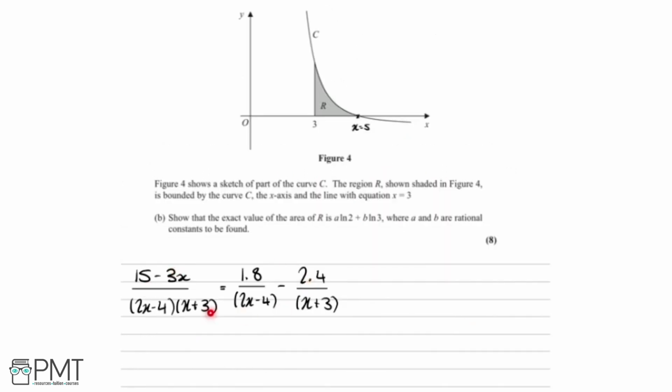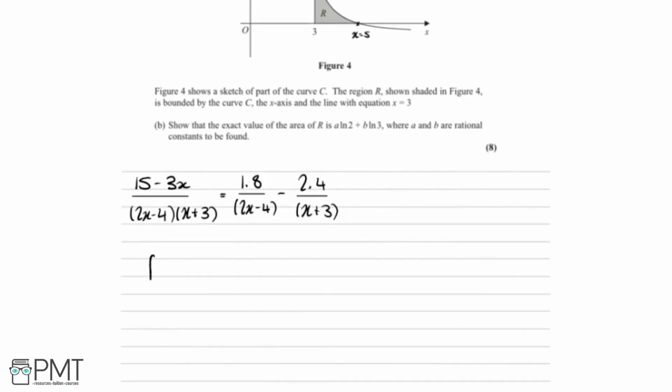So here I've just written out the partial fractions a bit neater, using our values for A and B that we worked out earlier. So all that's left to do is work out the area of the region R. So we're going to do some integration between, like we worked out earlier, x equals 3 and x equals 5. So 3 here and 5 there.